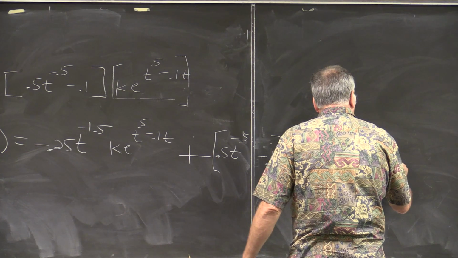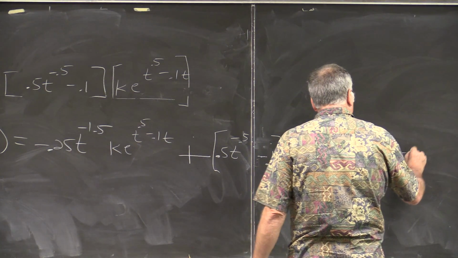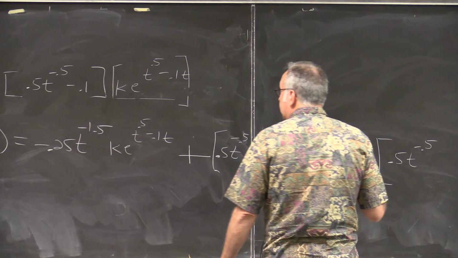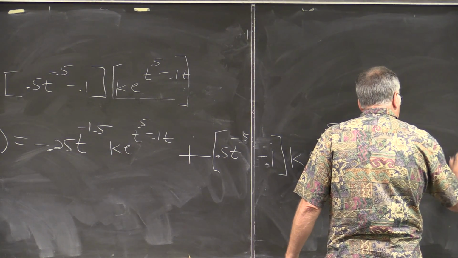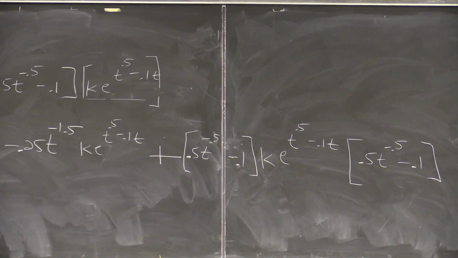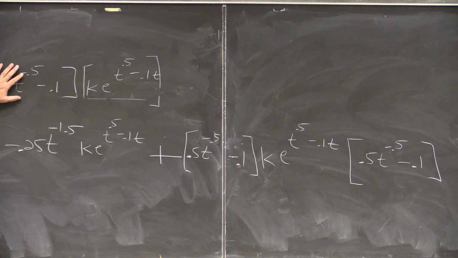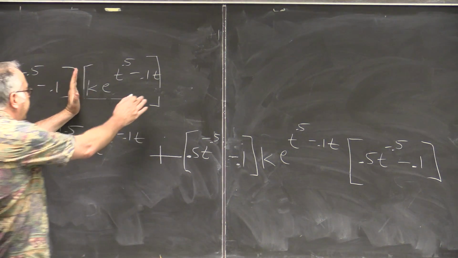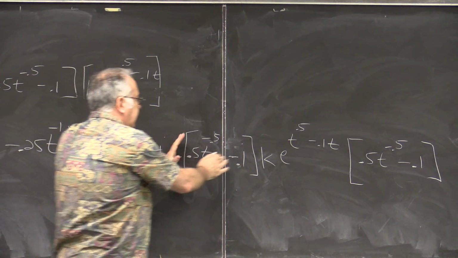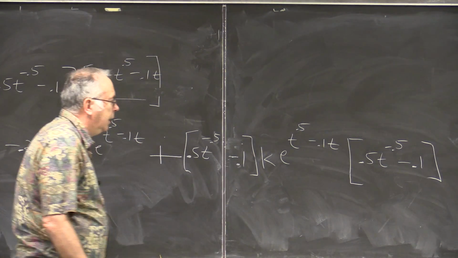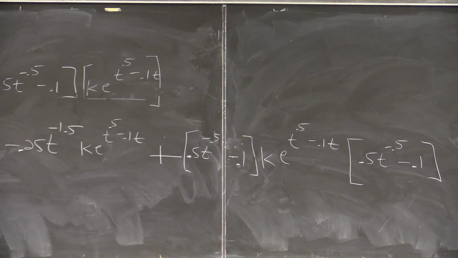Times, don't forget about this first term. Just to repeat. Take the derivative of this term times this term. That's what we did here. Plus the derivative of this term, which is this, all of this, times the first term. And what can you observe about that?